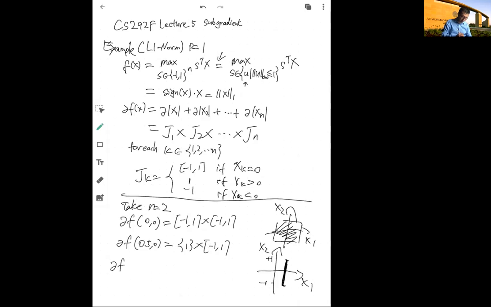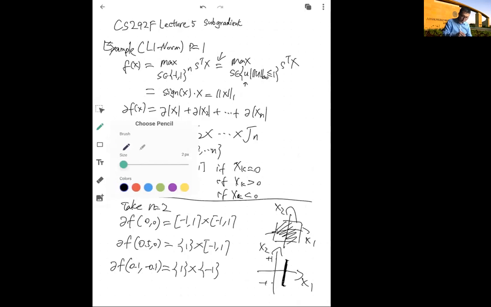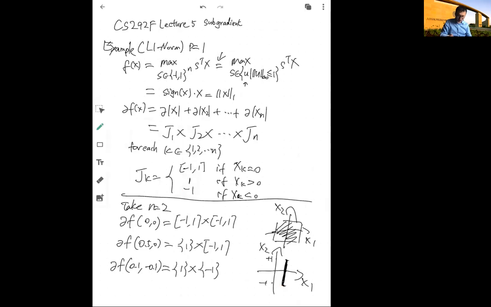So how about (0.1, -0.1)? In this case, we get (1, -1), and that's just a singleton, right here.